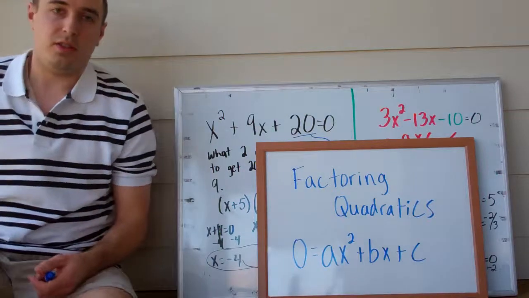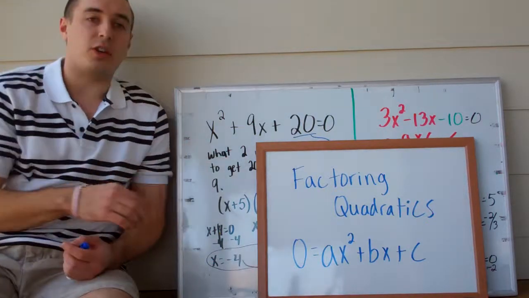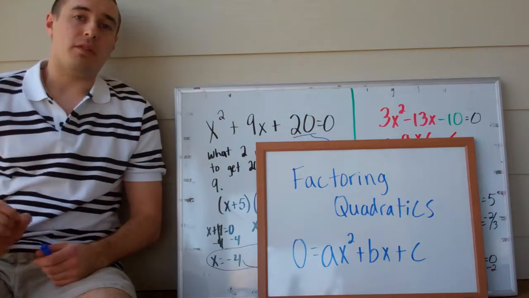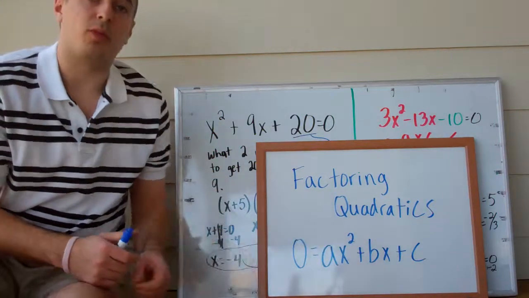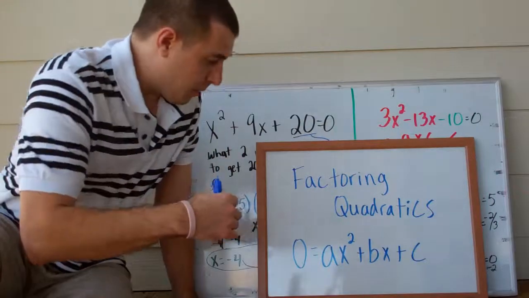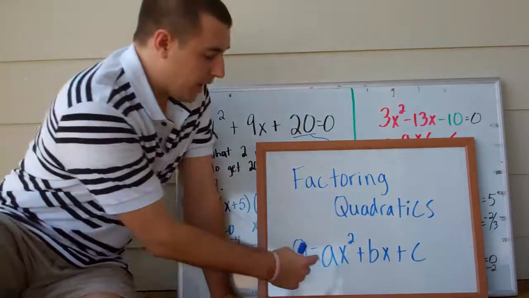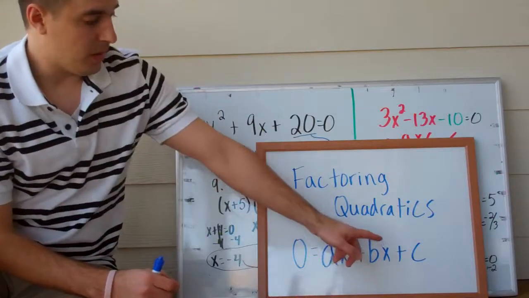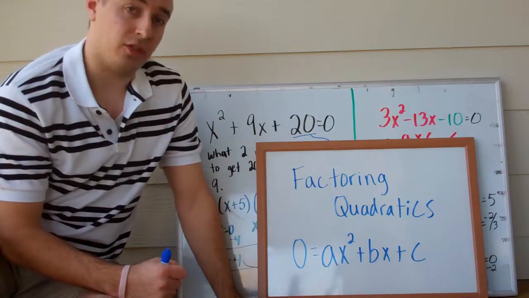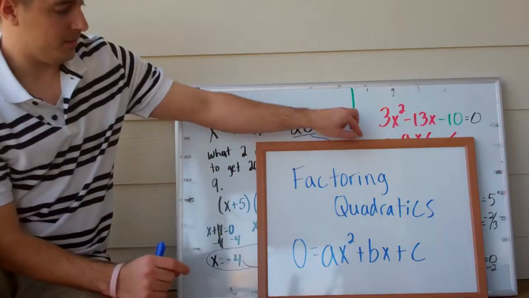Hello everyone. So today we are doing factoring quadratics. Remember, when we have a quadratic, the quadratic always is when we have an exponent raised to the second power. And remember, this is our standard form here. We have ax squared plus bx plus c. C, remember, also tells us our y-intercept. Remember, we need to know for later.